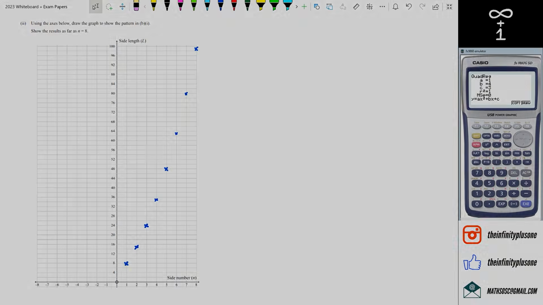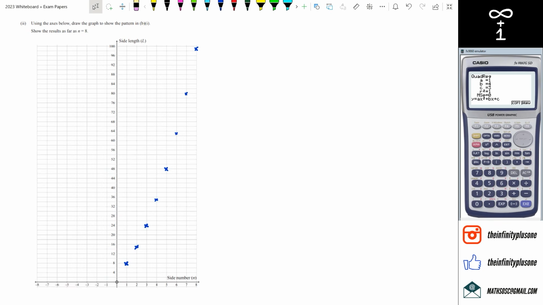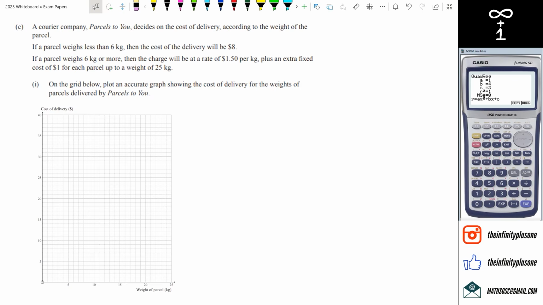And if you have a look at the answer schedule, they say graph drawn with discrete positive values only. If you can do that, you're looking at a merit for this particular question. No negative values plotted, that's really important. And of course, they don't worry about the 0, 3 or 0, 0. So I would just plot the points that I actually have on that table. If you're able to do that, that is a very easy merit question. All right, let's go to the next one.